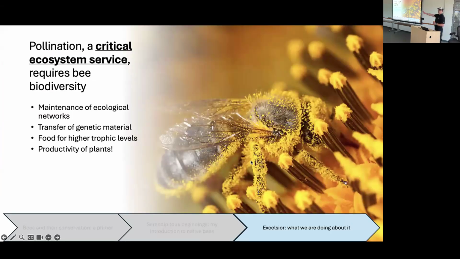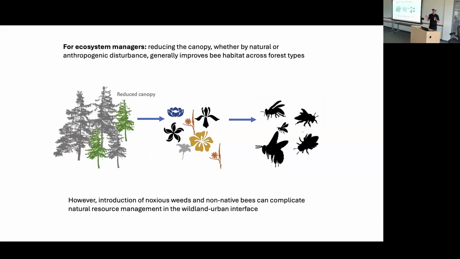We care about pollination, a critical ecosystem service. That's been established. When we go back to the broad scale of ecosystem management, in general, it looks like across several different systems and several different types of disturbances, as you reduce the canopy, this generally results in recruitment of floral resources to the understory, and generally also results in an enhanced biodiversity of bees in that system. But the introduction of noxious weeds complicates things, because these are great hosts.